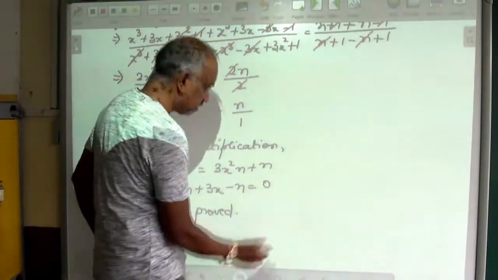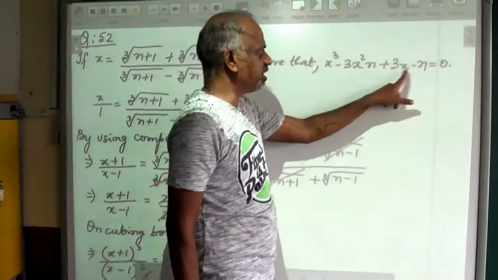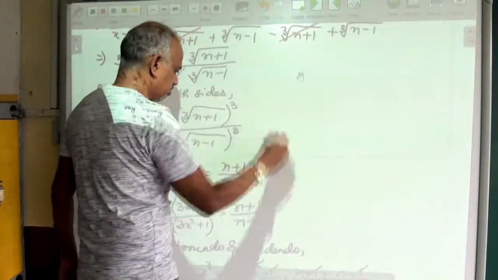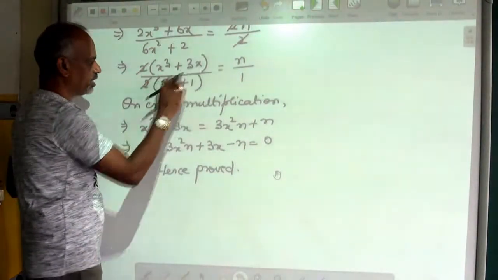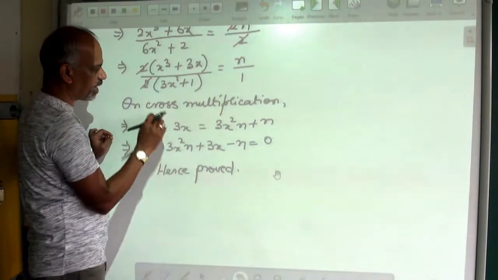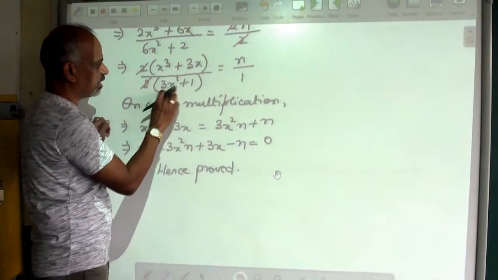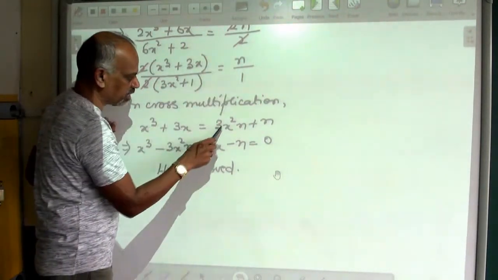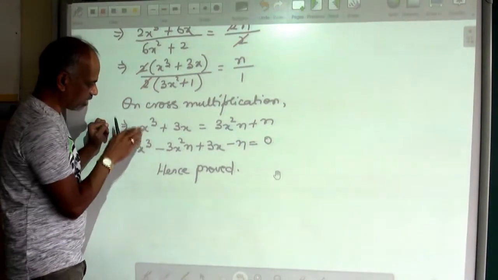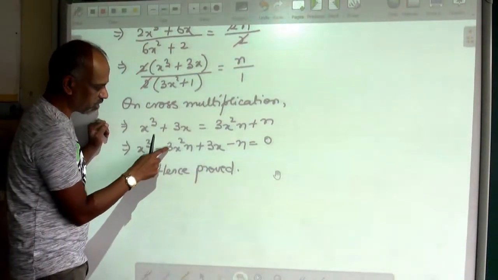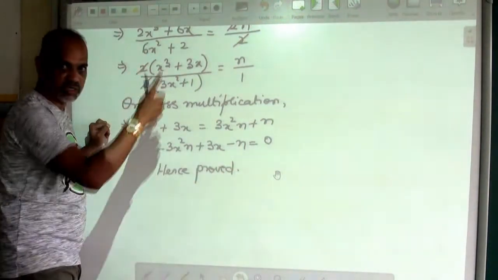See, this is what was required: x cube minus 3x squared n plus 3x minus n is equal to 0. So we go to the last step. On cross multiplication, we cross multiply this, 1 into x cube plus 3x is x cube plus 3x, and n multiplied with 3x squared plus 1 is 3x squared into n is 3x squared n and 1 into n is n. Now bring these two terms this side, that gives you x cube, then this comes next, minus 3x squared n, then plus 3x, and the n comes this side, minus n is equal to 0, is what is required to be proved.